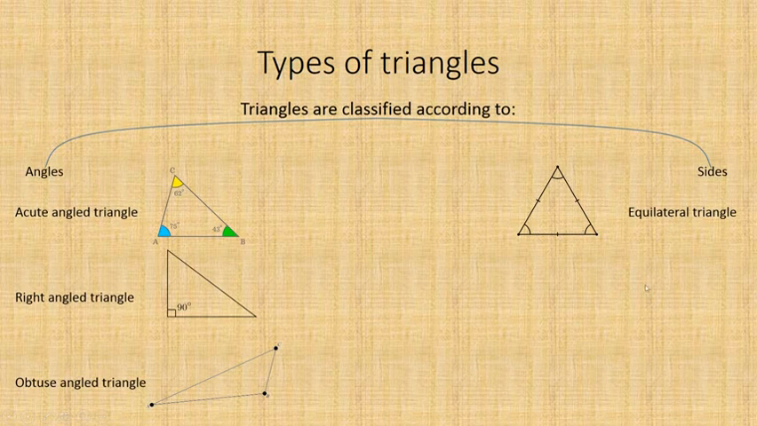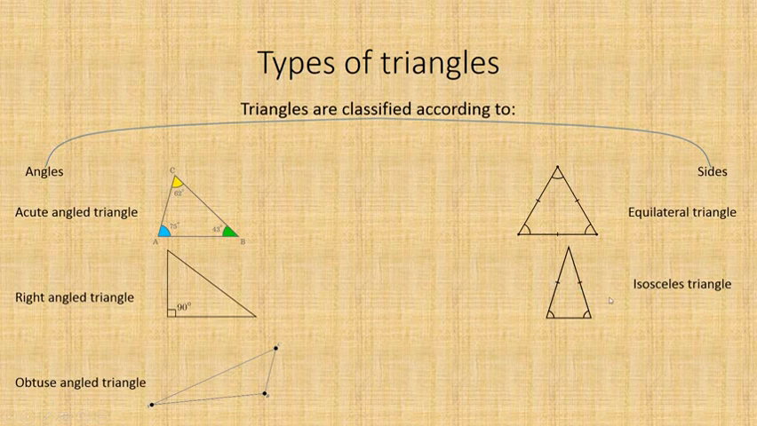Okay? The isosceles triangle is the second type by sides. Isosceles triangle means a triangle that has only two sides equal. Like I have here, one side is 1 and 2. These two sides are equal. But what about the third one? No, it's not equal to them. So I have only two equal sides.